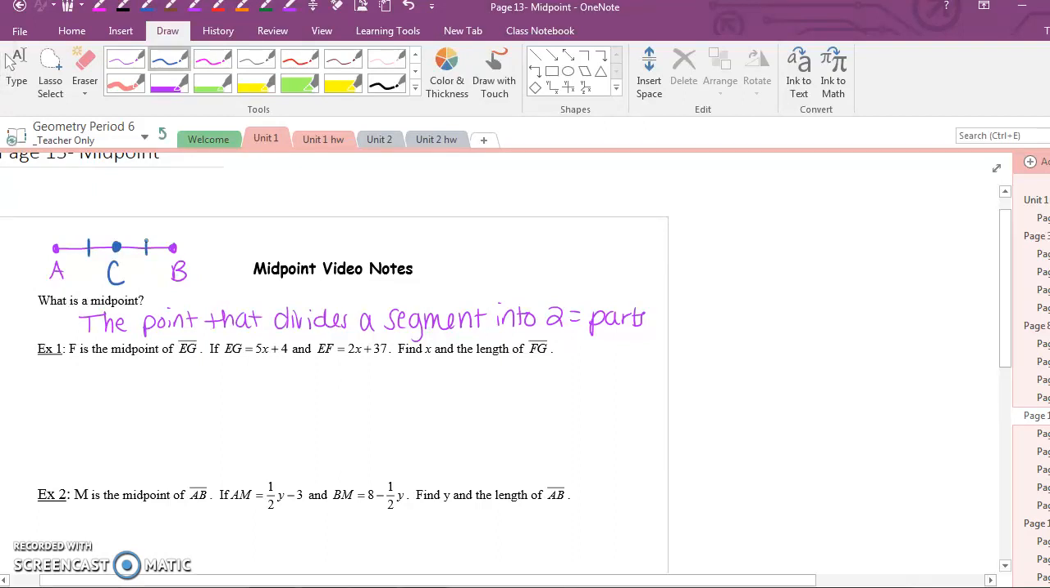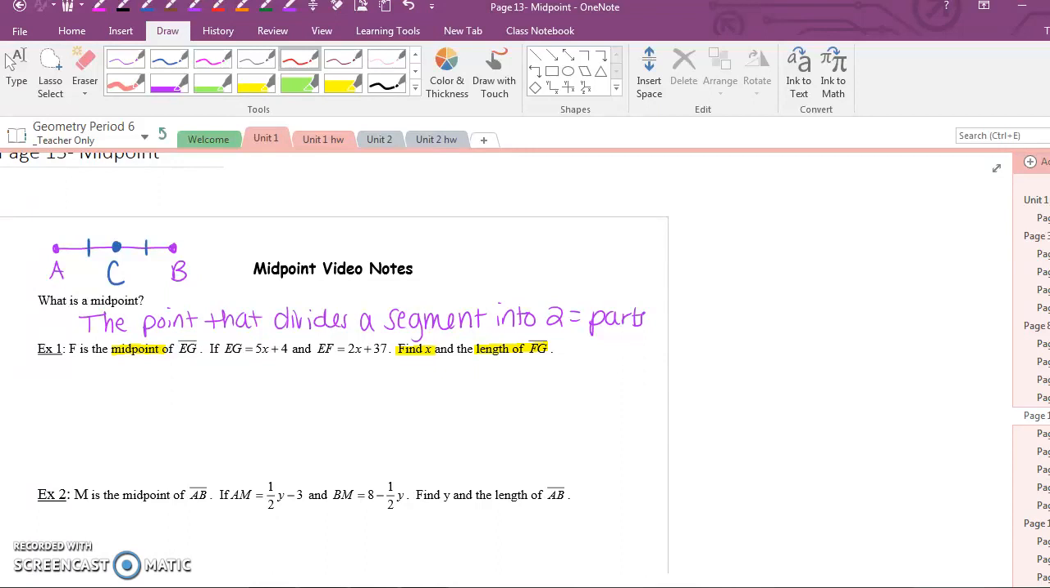Right now I want you to read example 1 to yourself. Pause the video, and when you're done reading, hit play. A few things to note here. They're telling me that F is the midpoint of EG, so think about what that means. And then I'm finding x and the length of FG, so I have two things I have to find.